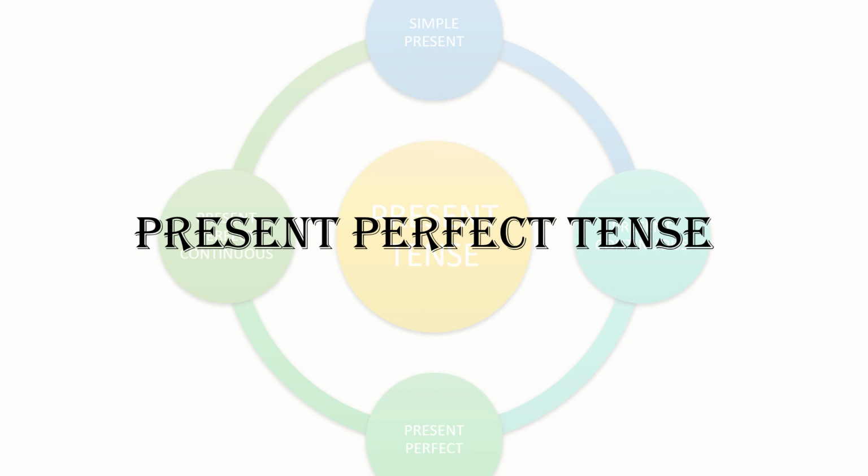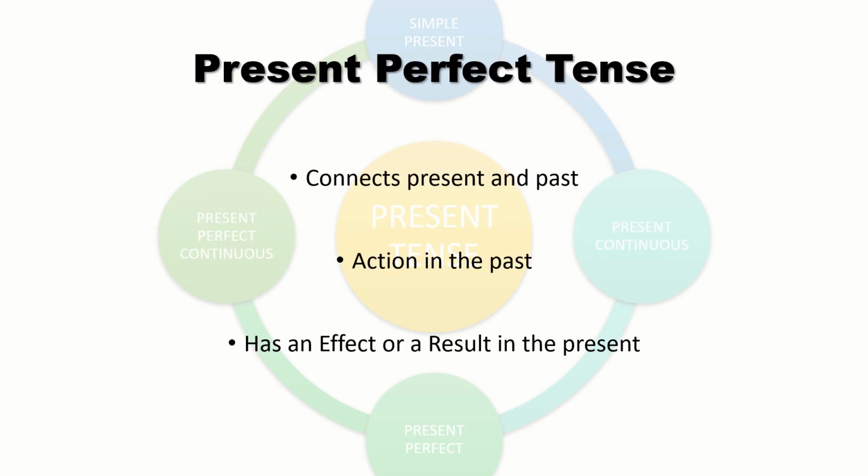Children, we are dealing with the chapter, the present tense. In that, you have already learned that we have 4 different types of present tense: the simple present, the present continuous, the present perfect, and the present perfect continuous. Today's lesson deals with the third form of your present tense, and that is the present perfect tense.